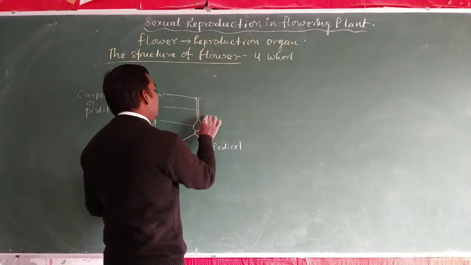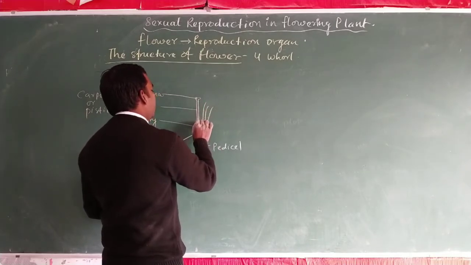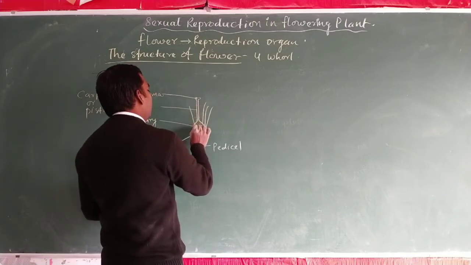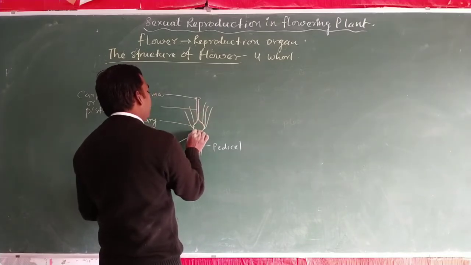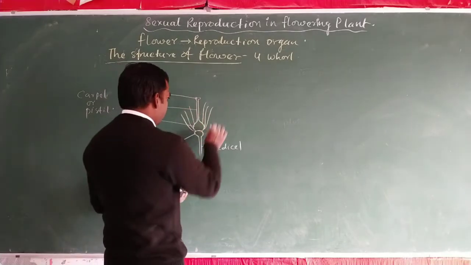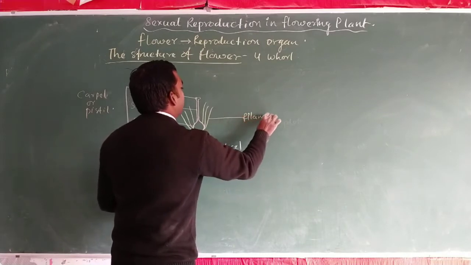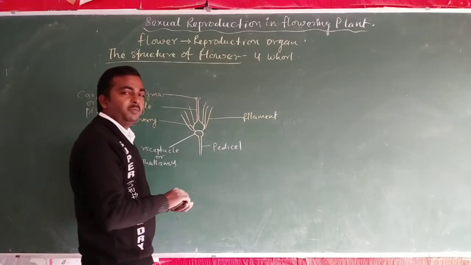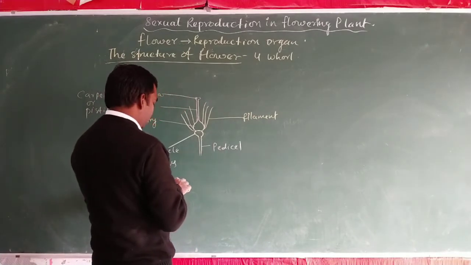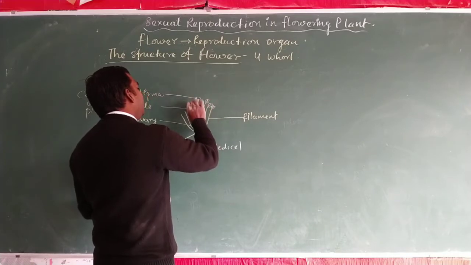Now, from the receptacle or thalamus, some filamentous structure appears, and this filamentous structure is known as the filament. At the terminal end of the filament there is a swollen structure present, and this swollen structure is known as anther.